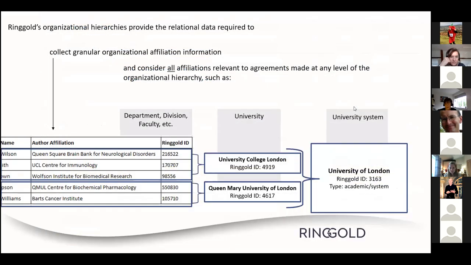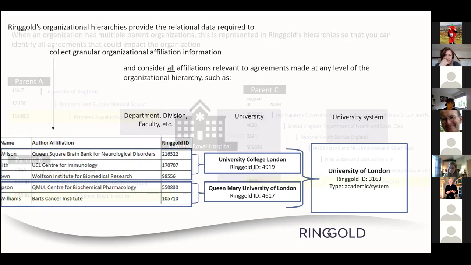So again, looking at these three authors that we just mentioned, and perhaps another couple from different institutes, they will roll up to another organisation, Queen Mary University of London. So we can show that these authors might be part of a deal that's been done by the division or the department of the faculty, or it might be a deal done with a university or with the university system. So we can find that out for all of those authors.